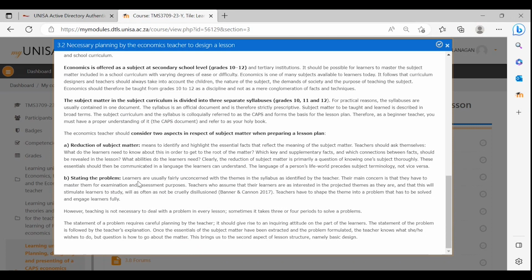Then, stating the problem: learners are usually fairly unconcerned with themes in the syllabus as identified by the teacher. Their main concern is that they have to master them for examination or assessment purposes. Teachers who assume that their learners are interested in the projected themes as they are, and that this will stimulate learners to study, will often be cruelly disillusioned. Teachers have to shape their theme into a problem that has to be solved and engage learners fully. However, it is not necessary to deal with a problem in every lesson. Sometimes it takes 3 or 4 periods to solve a problem.